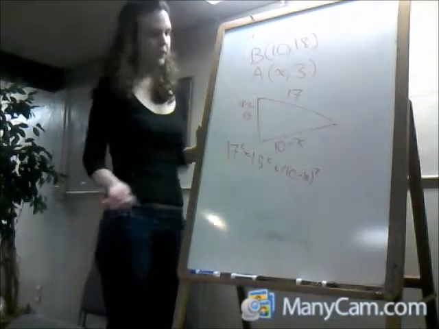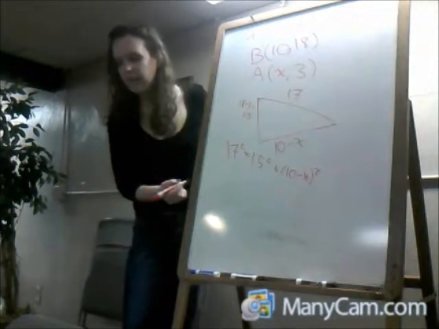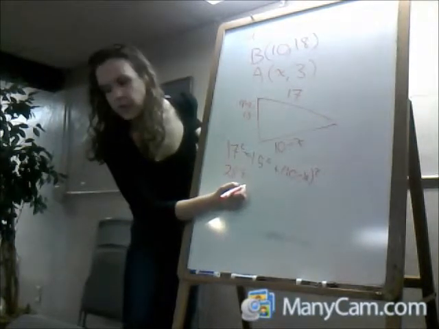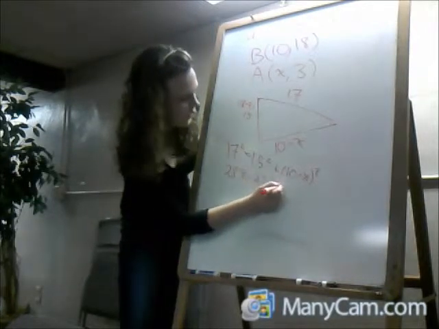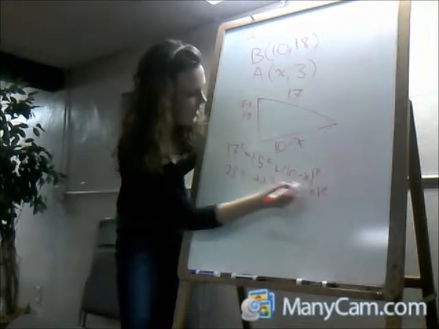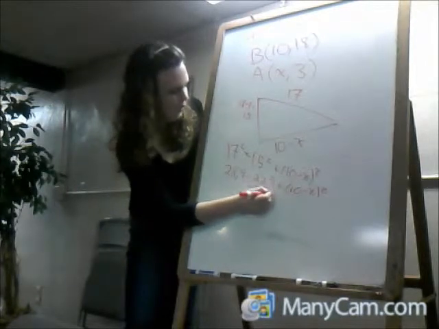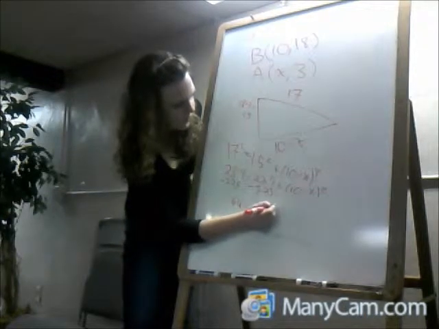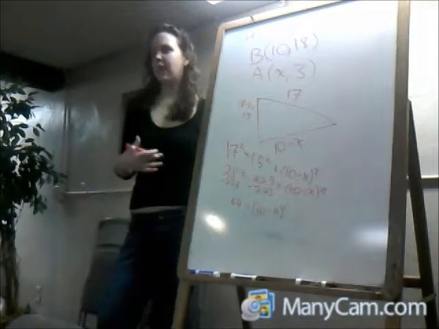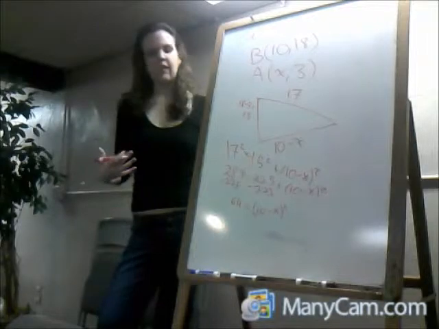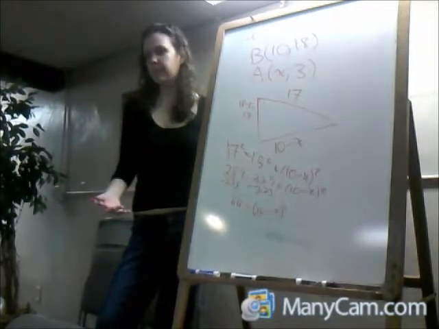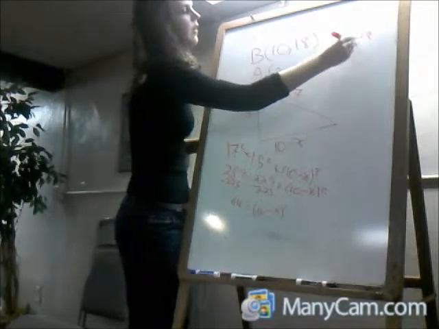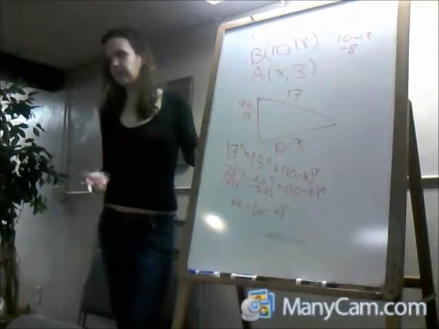So if we solve this, we get 289 equals 225 plus 10 minus x squared. And so then we just subtract 225. So we essentially get that 64 equals 10 minus x squared. So now it's easy to see that 10 minus x needs to equal 8 or negative 8. So that means x is either 2 or 18. Because if it's 18, we can do 10 minus 18, which is negative 8, which is still going to produce 64 when you square it.